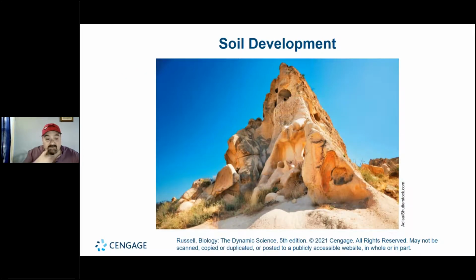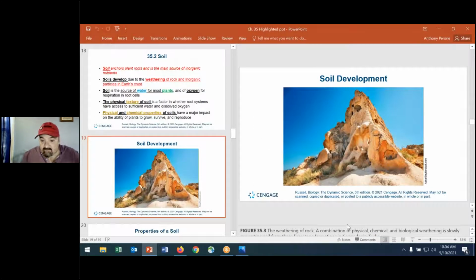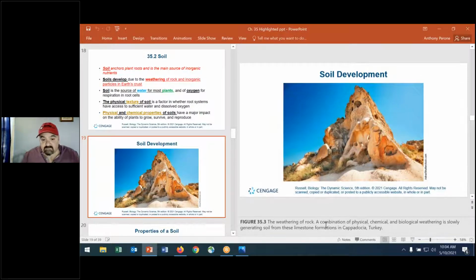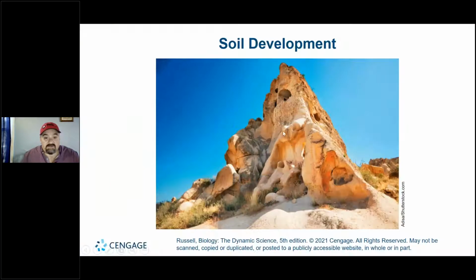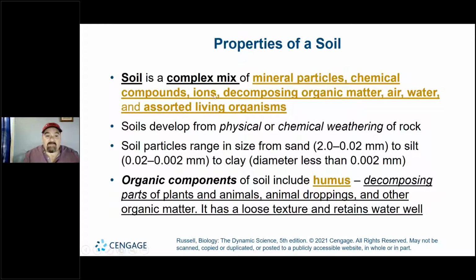So here you see an example of the weathering of rock, a combination of physical, chemical, and biological weathering, slowly generating soil from these limestone formations in Turkey. That's just showing you an example. And this will become a part of the surrounding soil throughout that whole geographical area. So it's a complex mix, and we realize that there are many particles present within the soil.